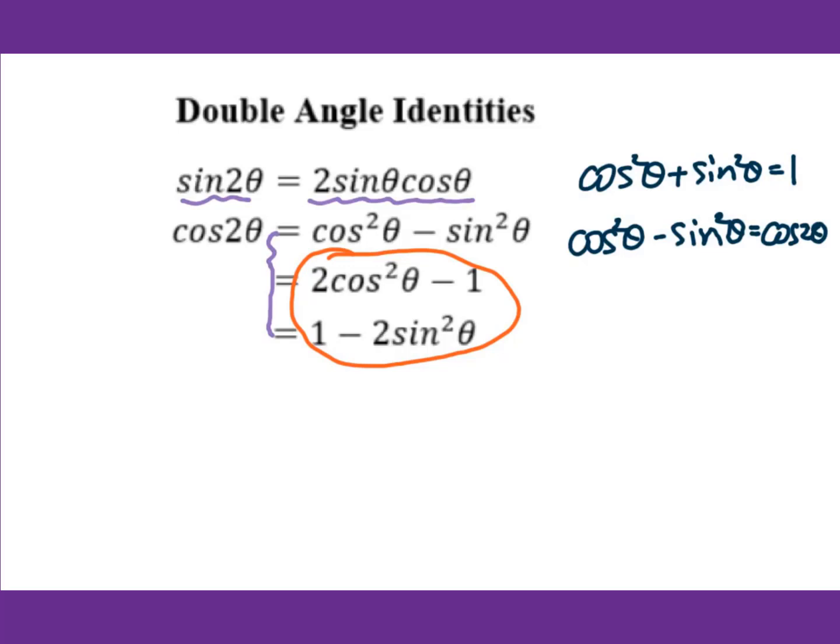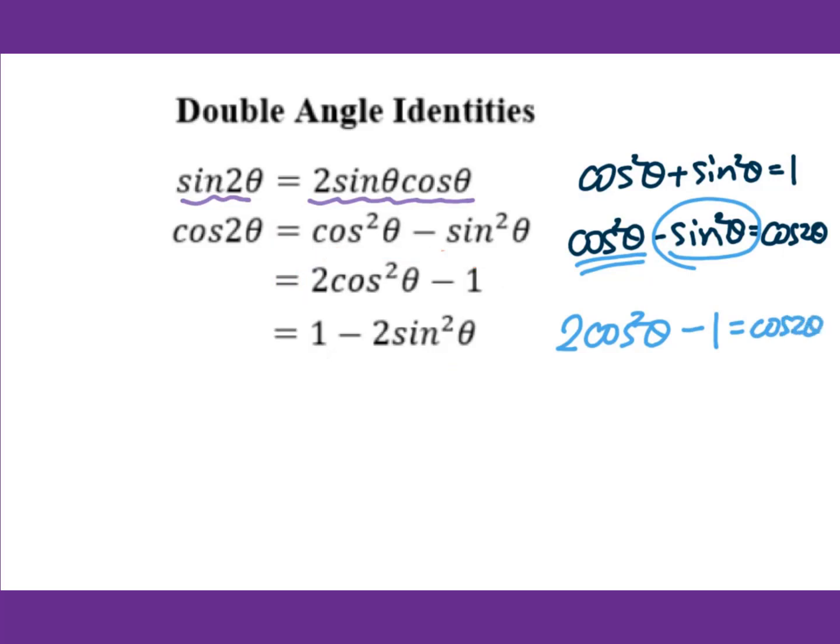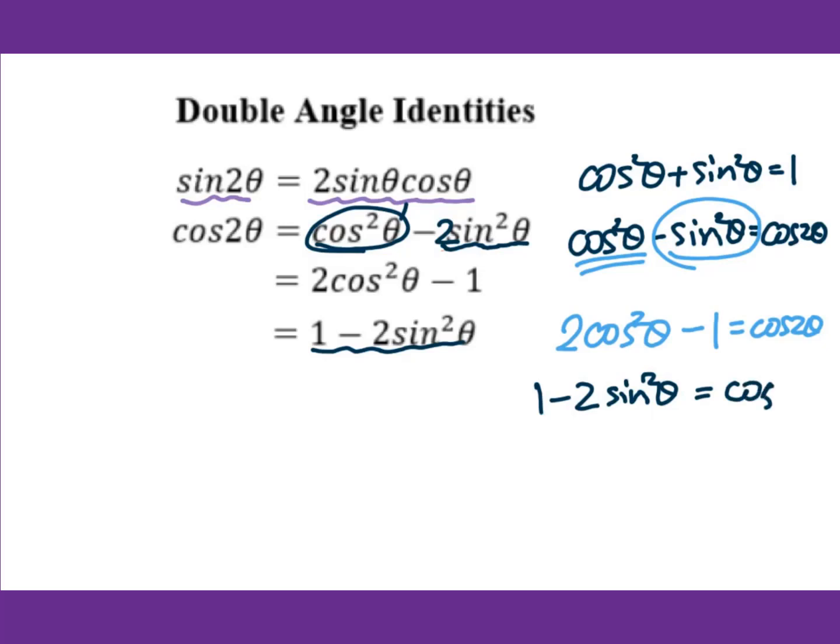We call this a double angle. So when we double cosine squared theta, we get 2 cosine squared theta. Then you change this one into 1, so minus 1. That's how you get cosine 2 theta. If we want to double this sine squared theta, then you have to change cosine squared theta into 1. That's how you get 1 minus 2 sine squared theta equals cosine 2 theta.